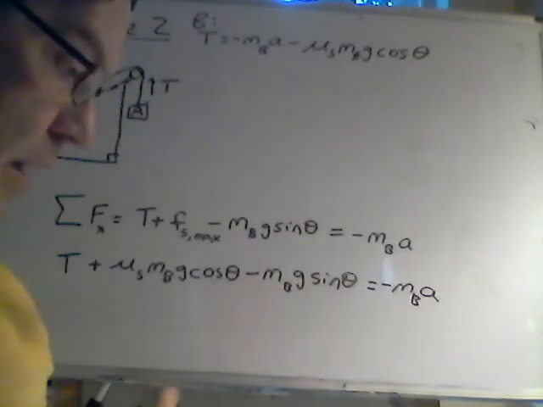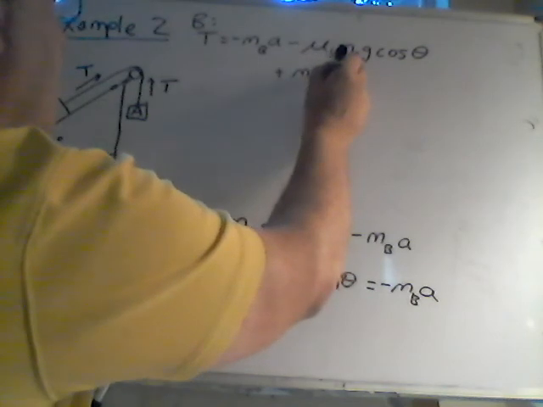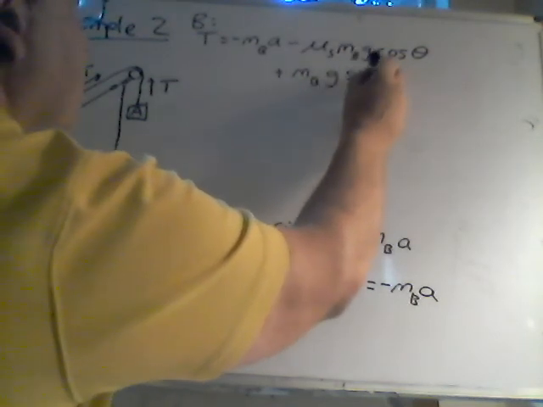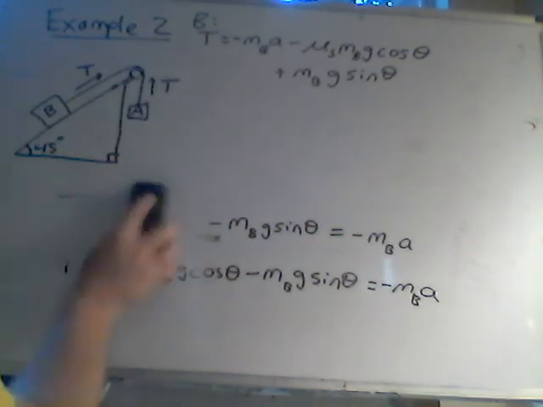All right, and then plus M sub B G sine of theta. I mean, that's what I have now. Okay, so I got that equation from block B. I'm just going to save it up there. Now I'm going to go look at block A.